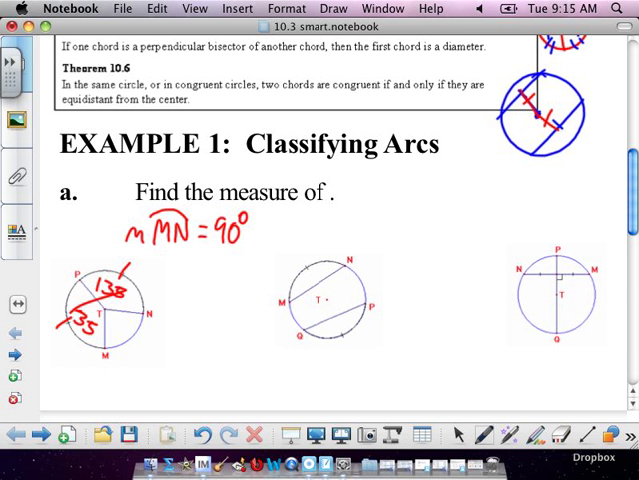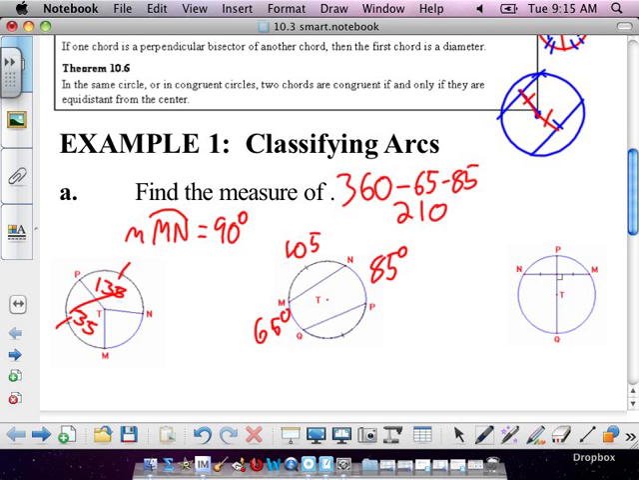If this arc is 85 degrees and this arc is 65 degrees, what is arc MN? How am I going to find that out? You're going to subtract the sum of 85 and 65. So from 360, I'm going to subtract 65 and 85, and I'm left with 210. And then I'm going to take 210 and divide it by 2, so I get 105.